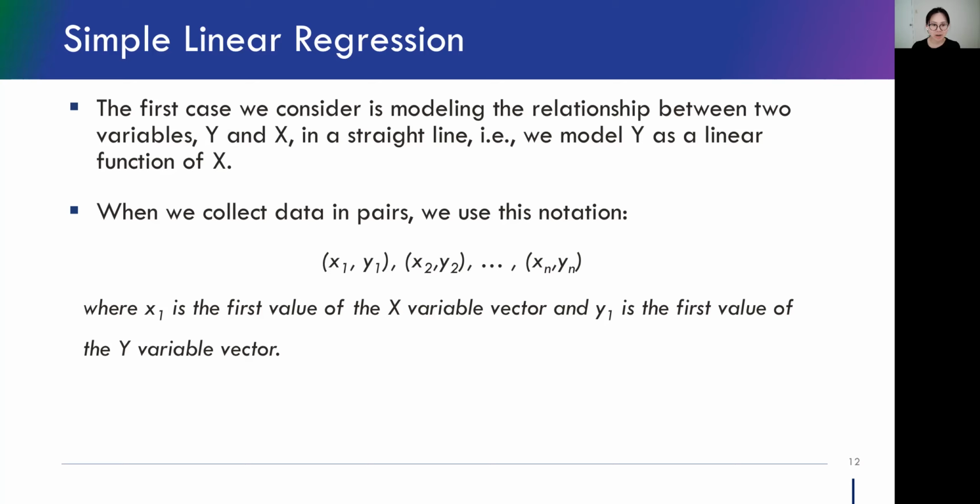And then we collect data in pairs. So we denote those as a pair x1, y1, and x2, y2, etc. to xn, yn. And x1 is the first value of the x variable, and y1 is the first value of the y variable. And here I use capital Y and X to denote vectors, and the small x and y are just a single value in these vectors.